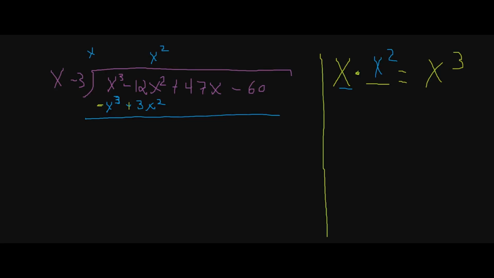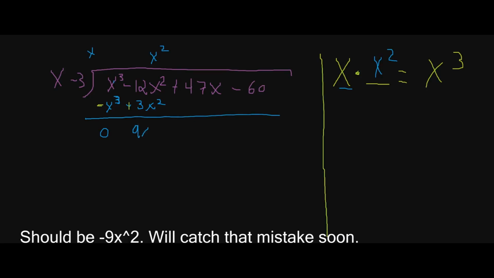All right, and now we just add the rows across. When we add the rows across, this minus that gives me 0. Negative 12x squared plus 3x squared, well, that's going to give me negative 9x squared.